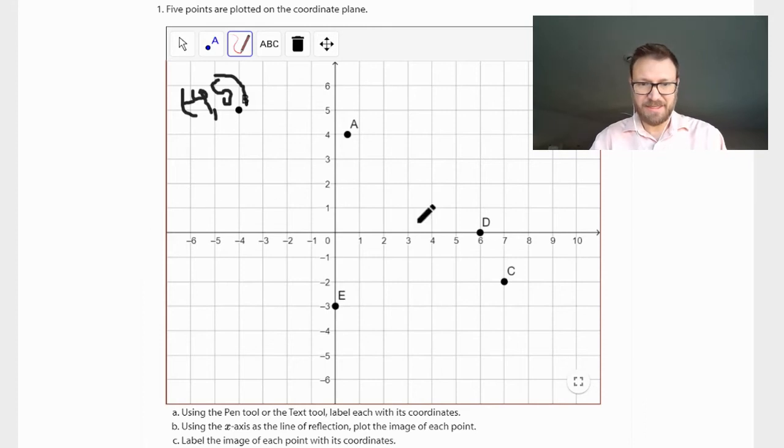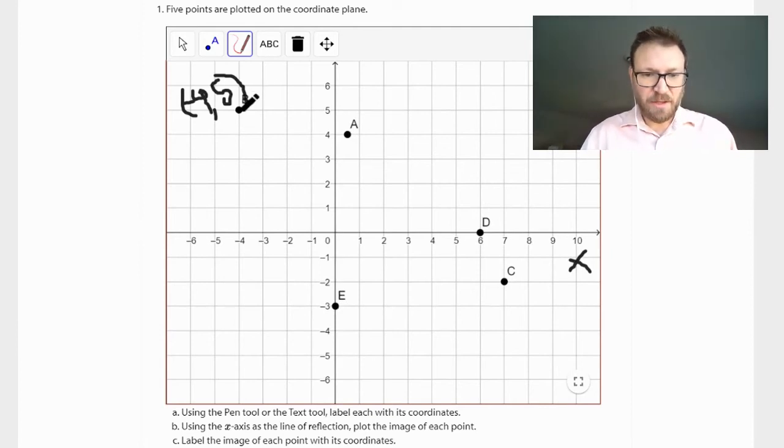Now, the x-axis is this one right here. This is the x-axis. And you want to reflect this point B over the x-axis. So how you do that is you're going to count. How many up is it? It's going to be 1, 2, 3, 4, 5.